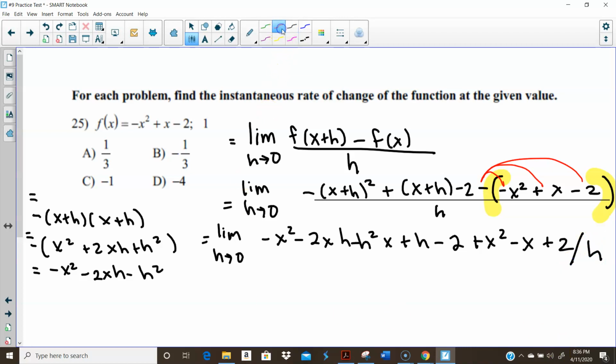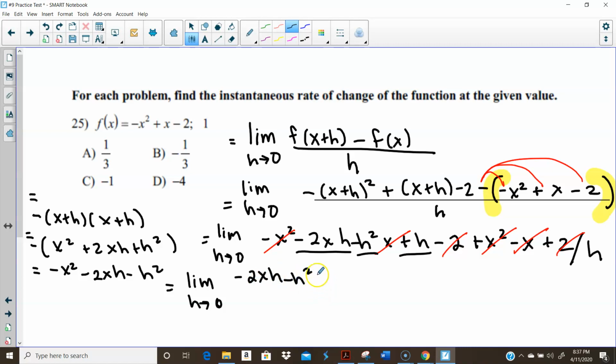We're going to go and cancel like crazy. So x squared, negative x squared. 2, negative 2. Opposite of x, x. And does that give me everything? Yeah. So let's see what we have left. So this is going to be the limit as h approaches 0. And I've got negative 2xh plus h subtract h squared. So that's what I have going on. So negative 2xh subtract h squared plus h all over h.